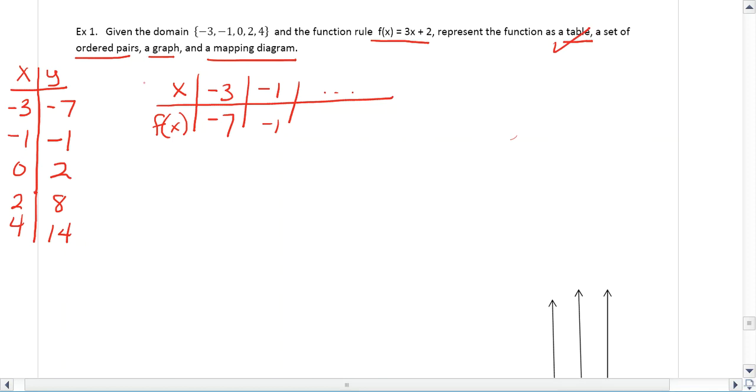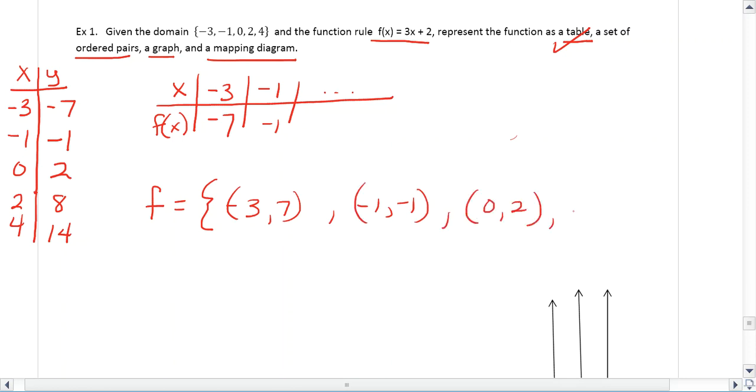Next thing they want is a set of ordered pairs. Well, let's just take them off the table. So the set of ordered pairs for f for this certain domain is (-3, -7), (-1, -1), (0, 2), (2, 8), and (4, 14). And again, it's in set notation, but I still can't draw those brackets very good. So I'll check that off my list. Ordered pairs is done. Next thing we need to do is a graph.